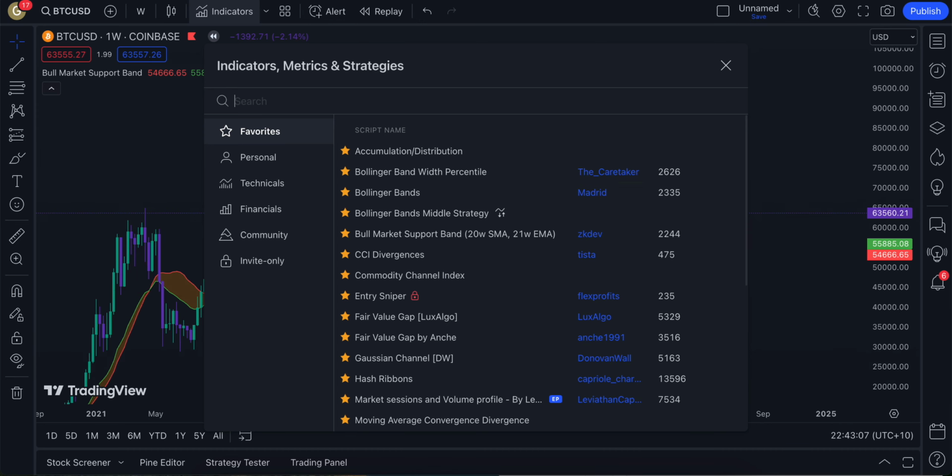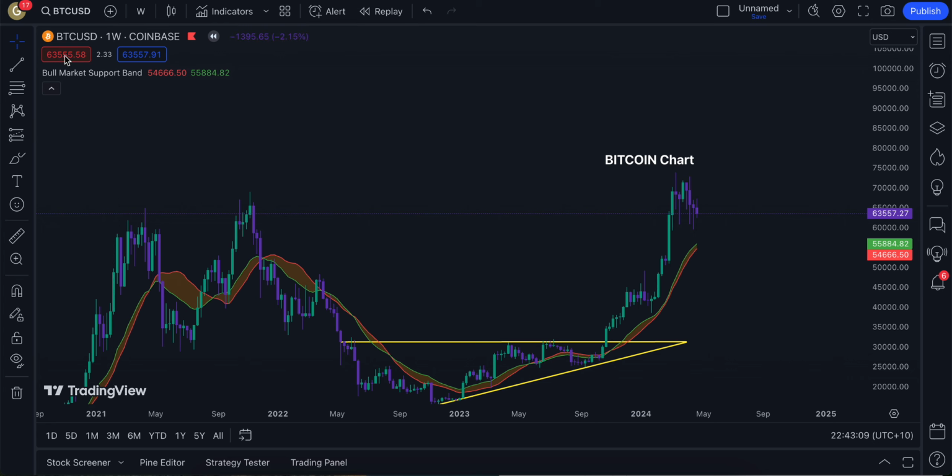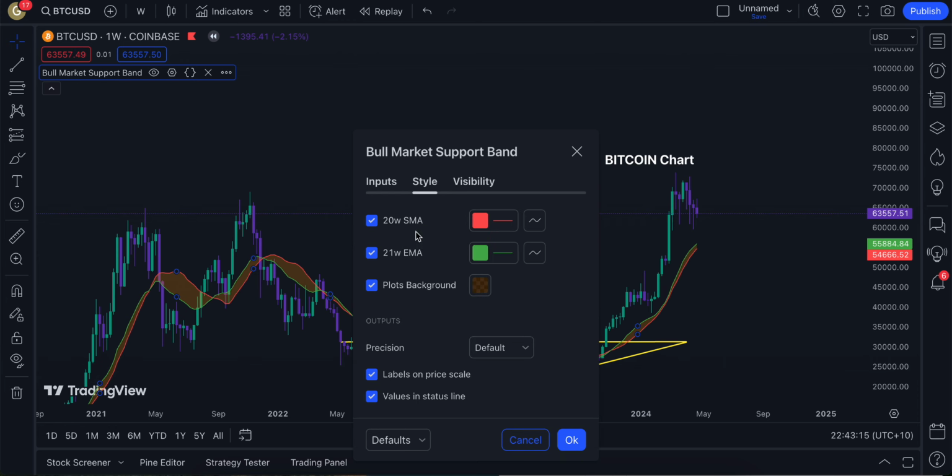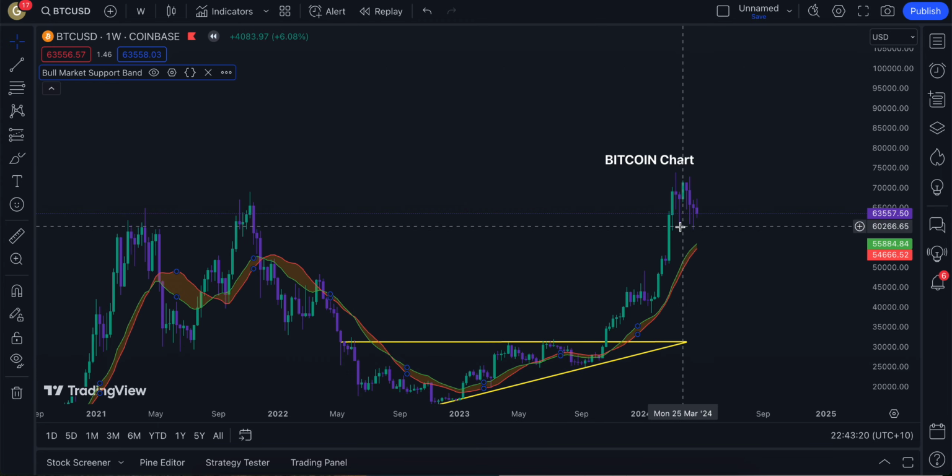So the most common one that you'll see in crypto is the bull market support band. If we have a quick look at its settings, you can see here that it's on the 1 week timeframe. It's the 20-week SMA and the 21 EMA. Essentially, that's just showing you here.